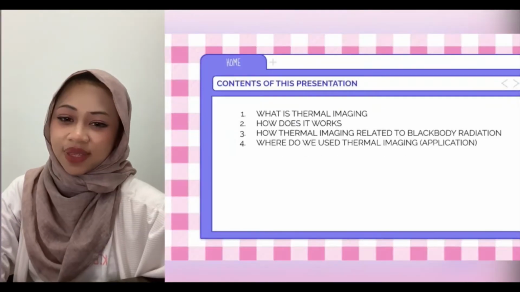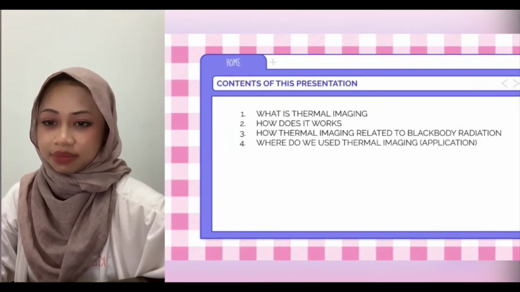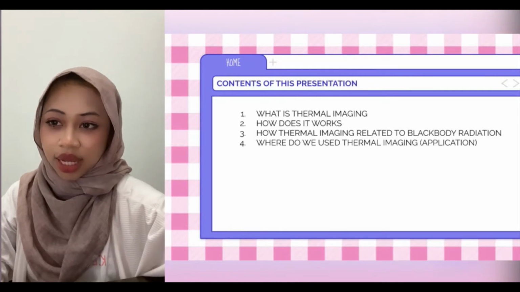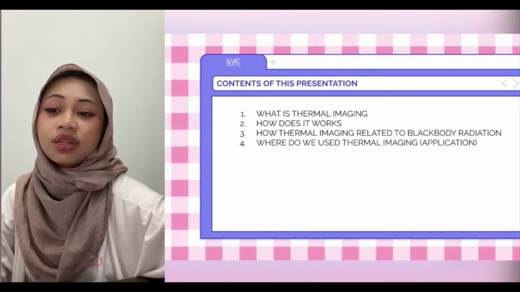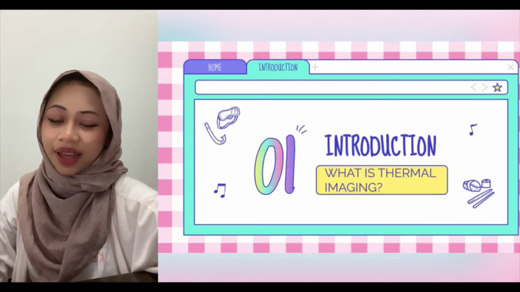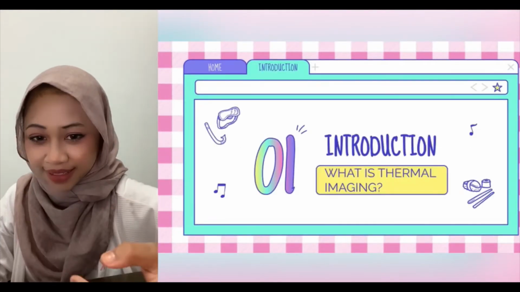The essence of these presentations is: what is thermal imaging, how does it work, how is thermal imaging related to black body radiation, and where do we use thermal imaging application. For the introduction, what is thermal imaging?